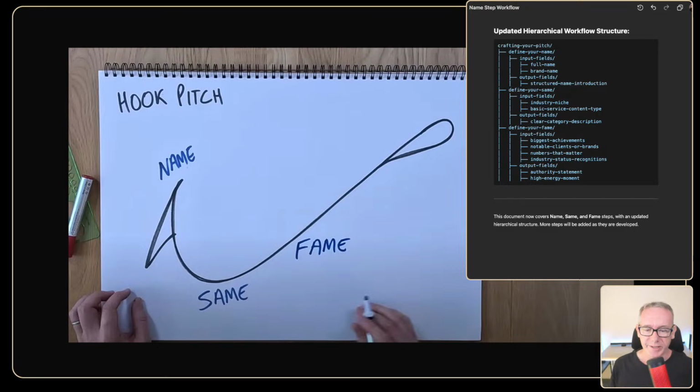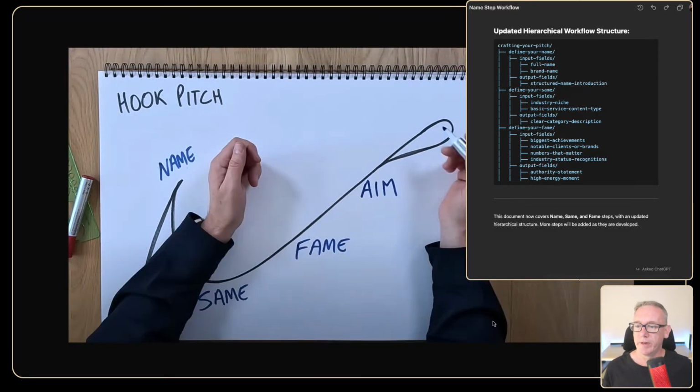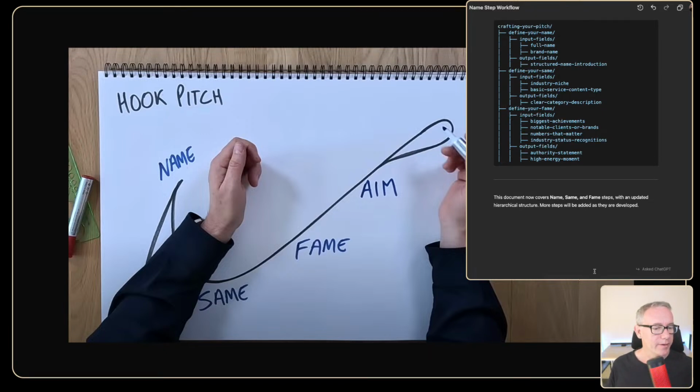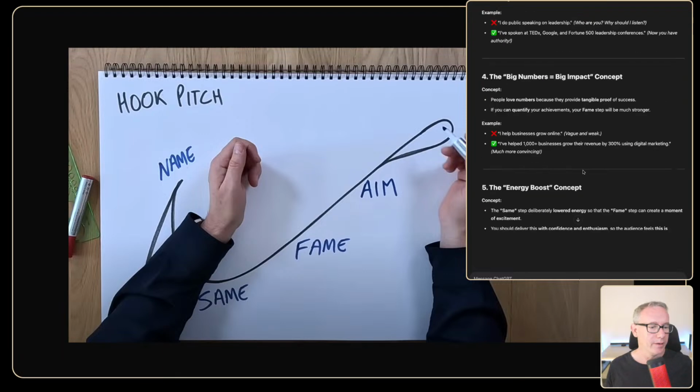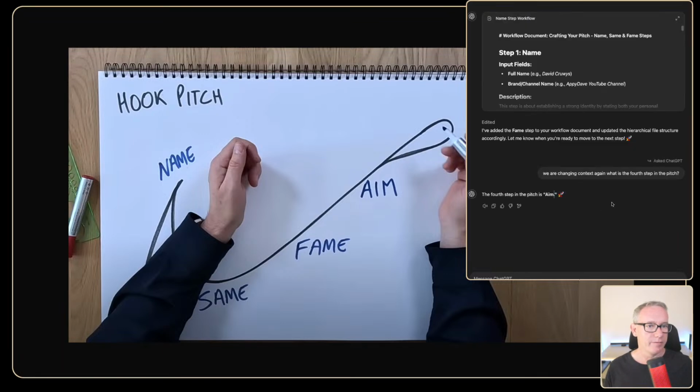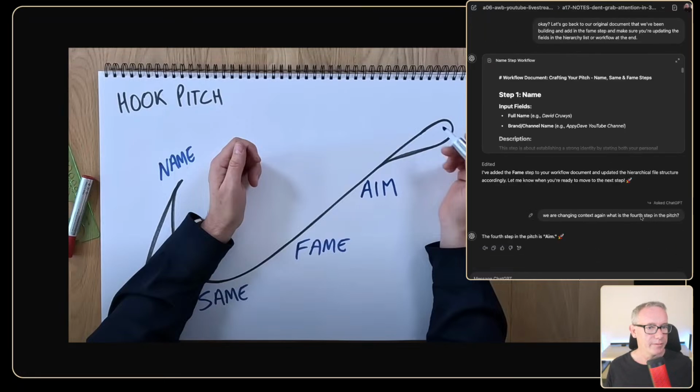We are changing context again. What is the fourth step in the hook pitch? We'll just move over here. It's called the aim. Now what's happened here? Oh, you know what? It's called aim. Great. I'm just going to hit refresh on this window. Sometimes ChatGPT has some user interface issues.